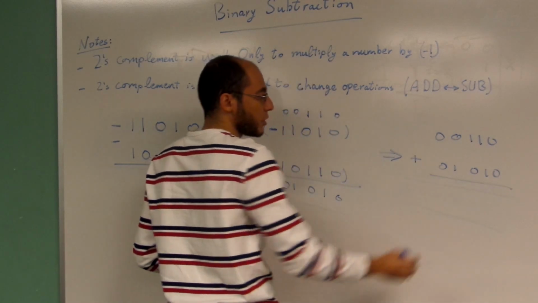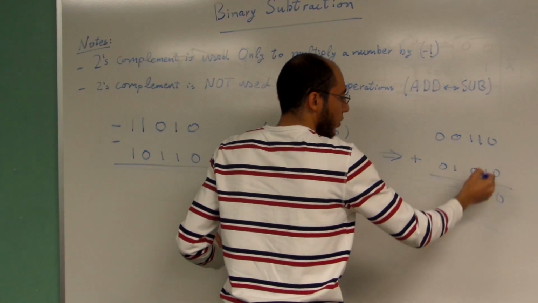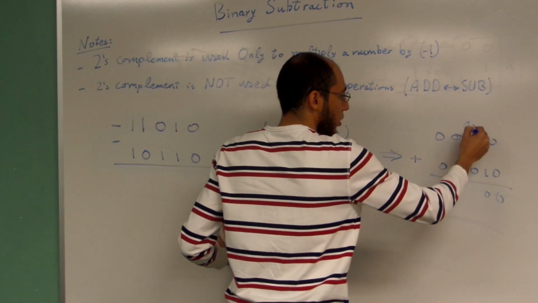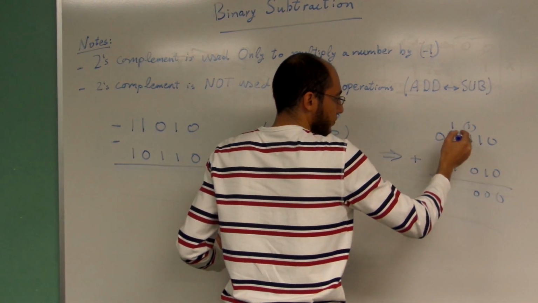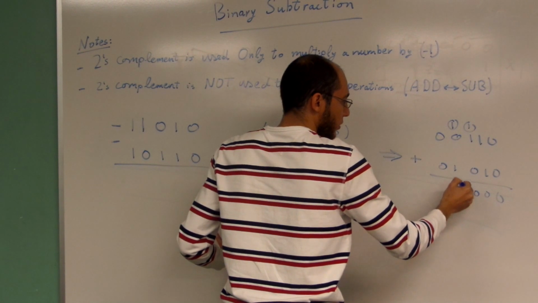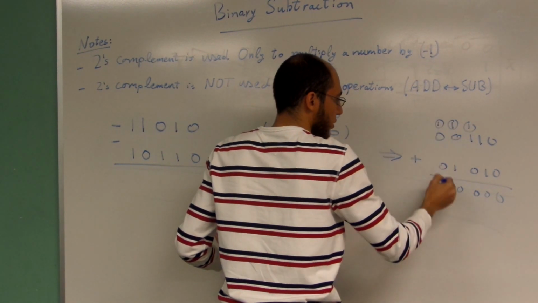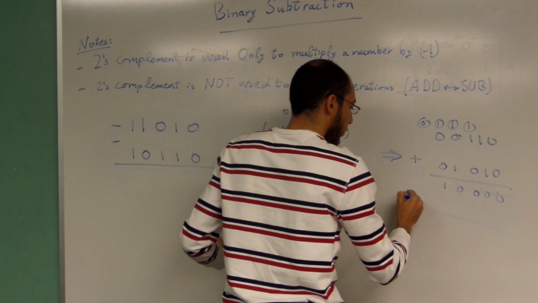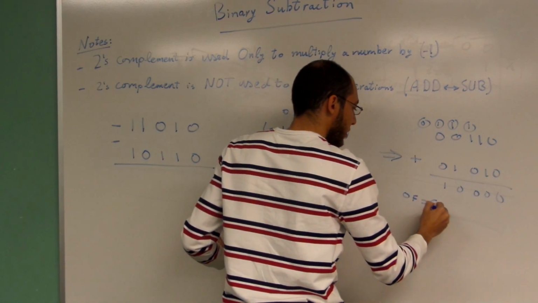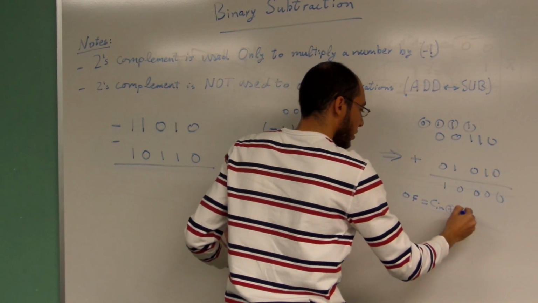It's an addition operation. 0 plus 0 is 0. 1 plus 1 is 0, carry 1. 1 plus 1 is 0 and carry 1. 1 plus 1 is 0 and carry 1. 1 plus 1 and then 0. Okay? Overflow equals C in XOR C out.